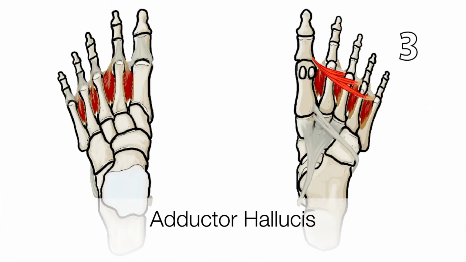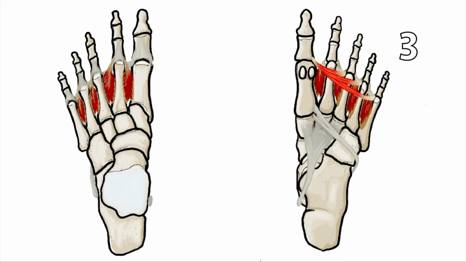Adductor hallucis has 2 heads: a transverse head, which arises from the part of the deep transverse metatarsal ligament that is associated with toes 3 through 5, and an oblique head that arises from the bases of metatarsal bones 2 through 4. The 2 heads converge and insert into the lateral side of the base of the proximal phalanx of the big toe.